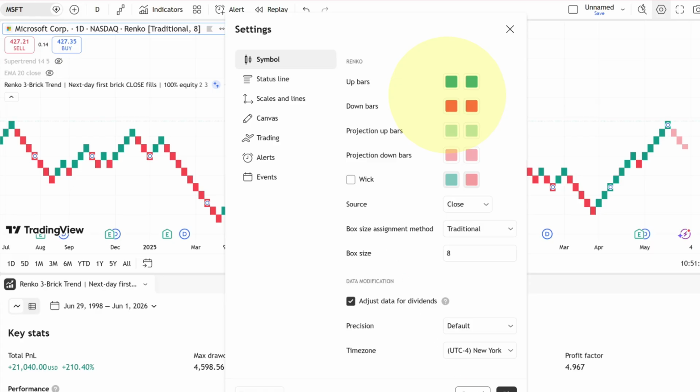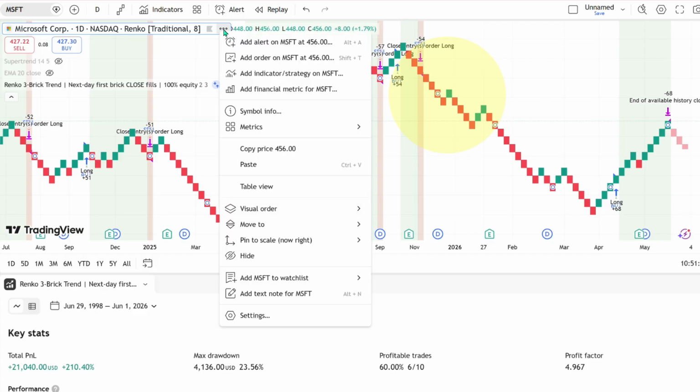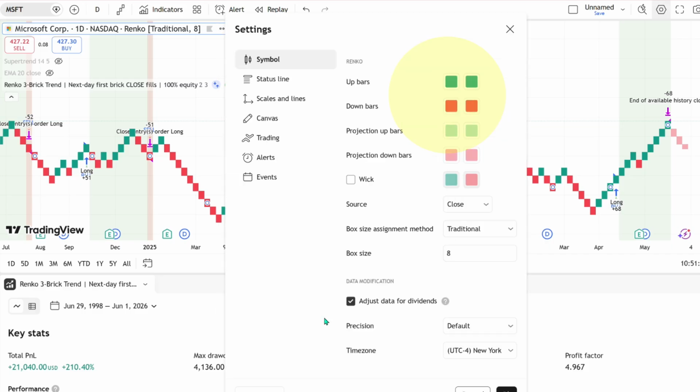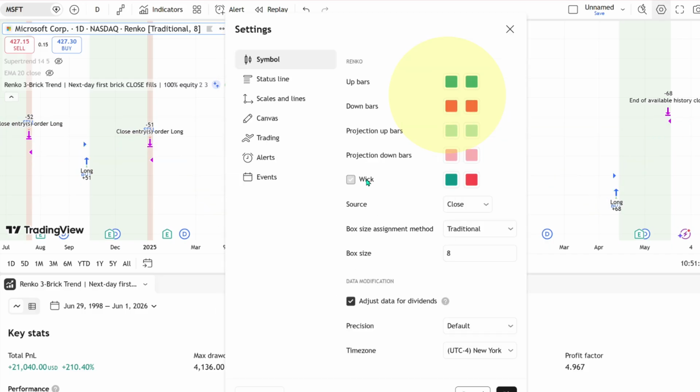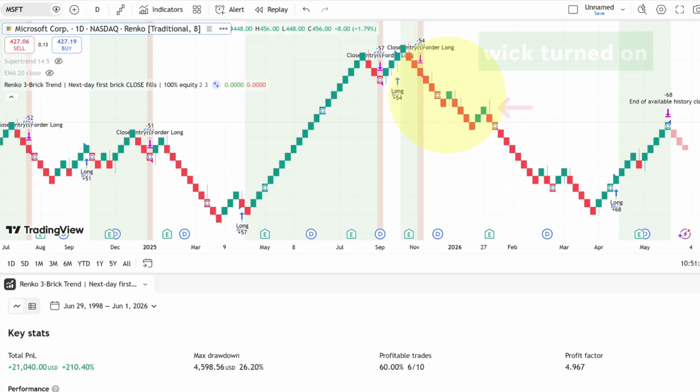Personally, I usually tell new Renko traders to start with Wicks turned off. Once you're comfortable with how the chart behaves, then experiment with turning them on and see whether the extra information actually improves your decisions. The key point is that Wicks don't magically make a strategy better. They simply provide additional context.